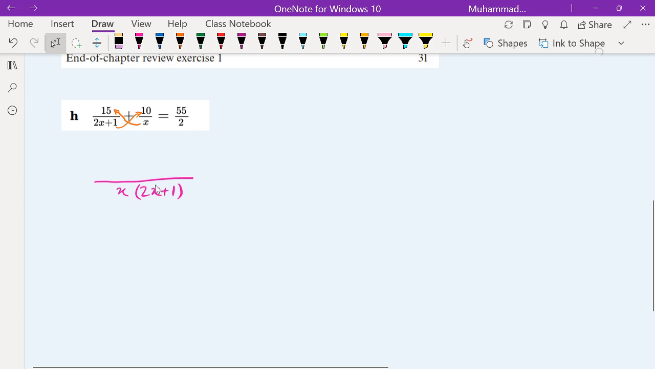So look for the LCM and then figure out what to multiply in the numerator. So 15 will be multiplied with x and 10 will be times 2x plus 1, equals 55 over 2. Now cross multiplication is literally what you'll be doing here. Because it's a fraction, you can't do anything else, so you'll be cross multiplying. 2 will go there and this x times this bracket will come on this side.